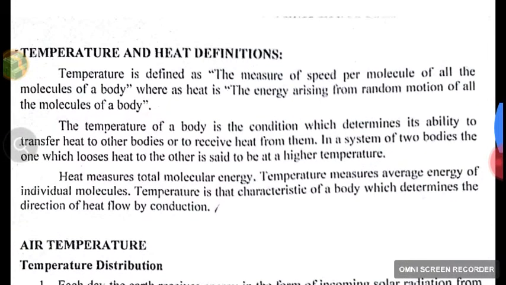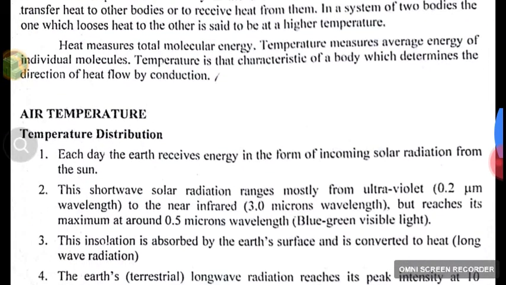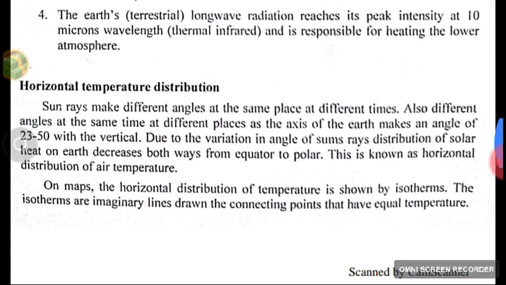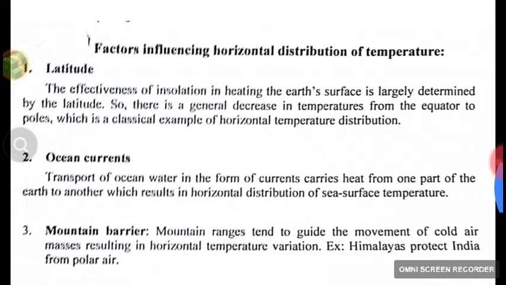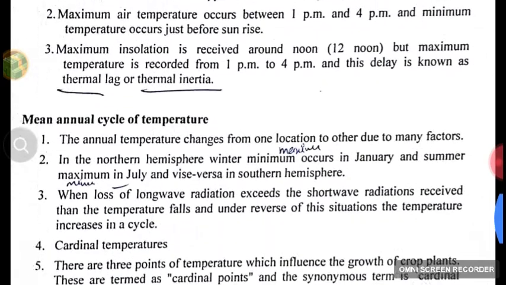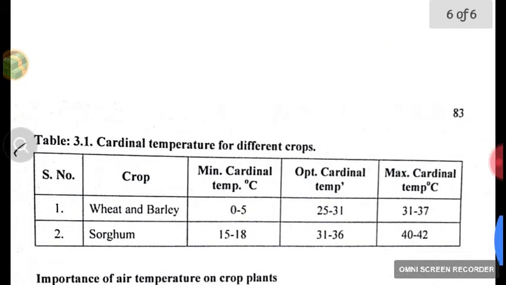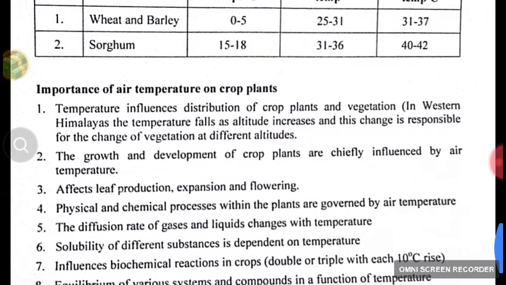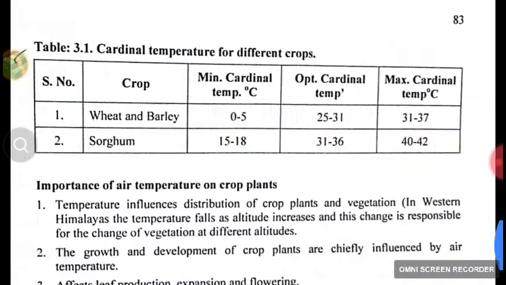That's all for now, friends. In today's Green Coach classes we learned what do you mean by temperature, what do you mean by heat, what do you mean by air temperature, distribution of air temperature. We discussed the horizontal distribution of air temperature, vertical distribution of air temperature, factors influencing the horizontal distribution of air temperature. We also studied what is thermal lag and what is cardinal temperature and the importance of air temperature on croplands.